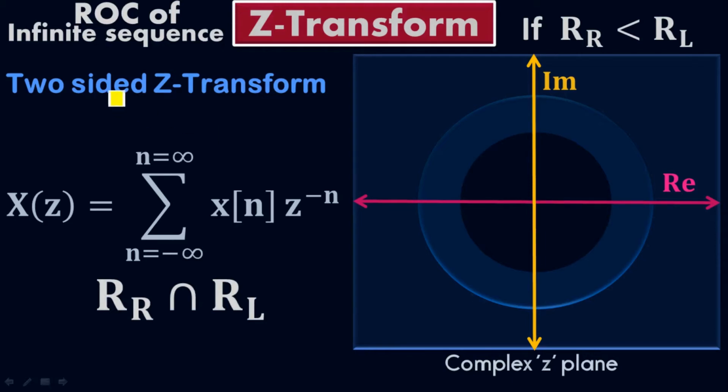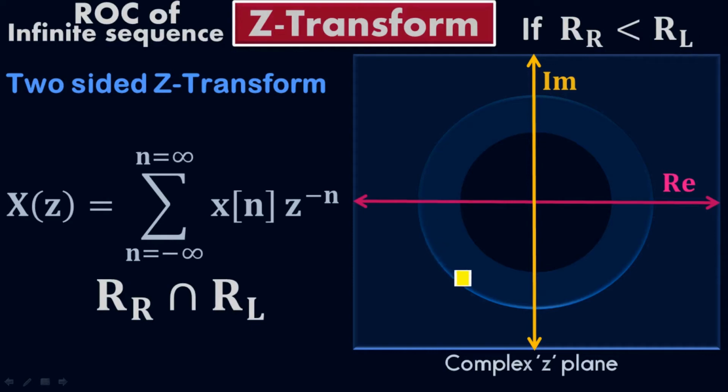Look, we are dealing with the two-sided Z-transform. So what will be the region of convergence for the two-sided Z-transform? This is the mathematical equation, which starts from negative infinity up to positive infinity. Now, when it comes to the region of convergence for the two-sided Z-transform, we're gonna deal with both the left-sided and the right-sided Z-transform. So R sub R means the radius of the right-sided, and R sub L means the radius of the left-sided. The region of convergence for the two-sided Z-transform is possible if the radius of the right-sided Z-transform is less than the radius of the left-sided Z-transform.